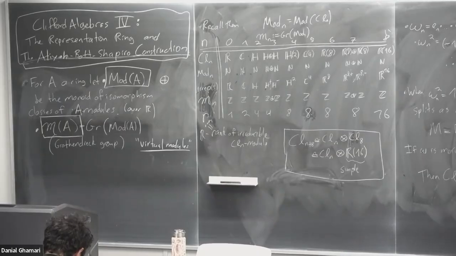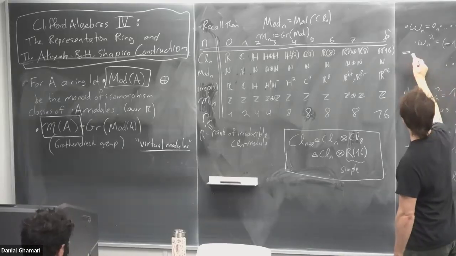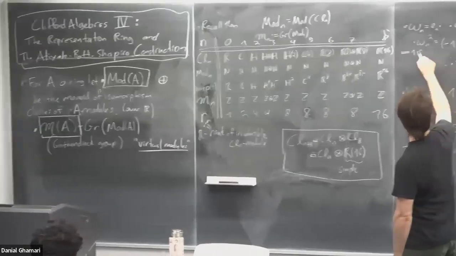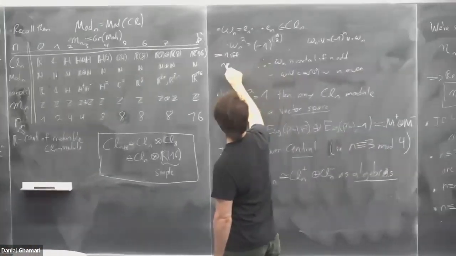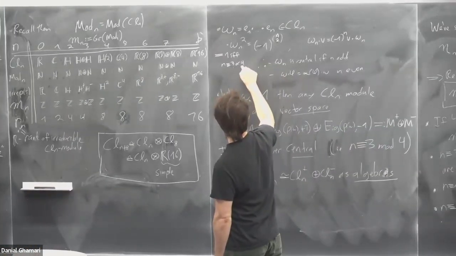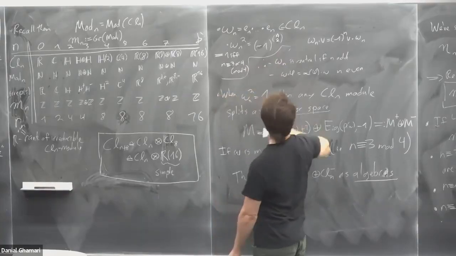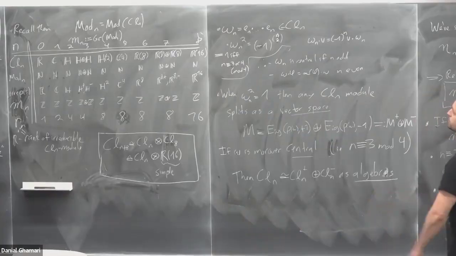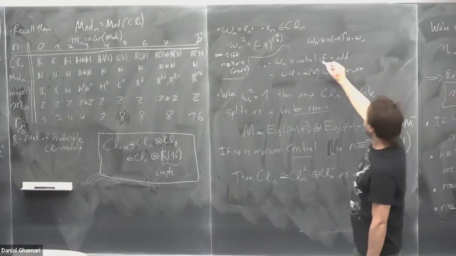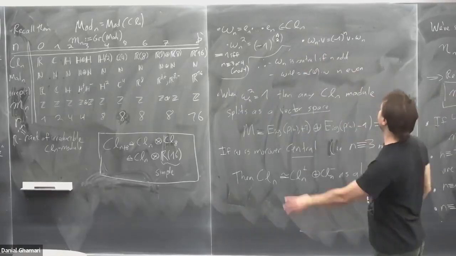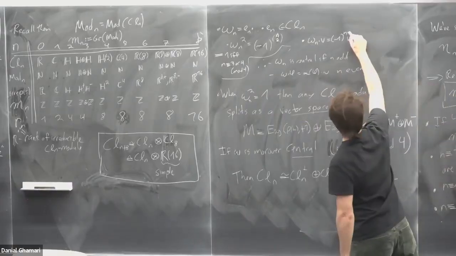So we saw that there's a formula for the square. It's -1 to the power of n choose 2. And so we can show easily that this is going to be 1 if and only if n is congruent to 3 or 0 mod 4. So it squares to 1 only in those dimensions. And it also has the property that I wrote down here.